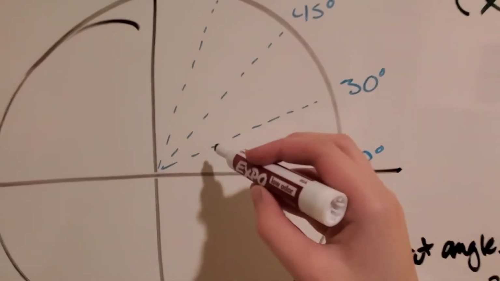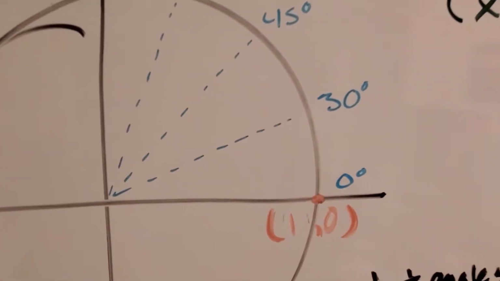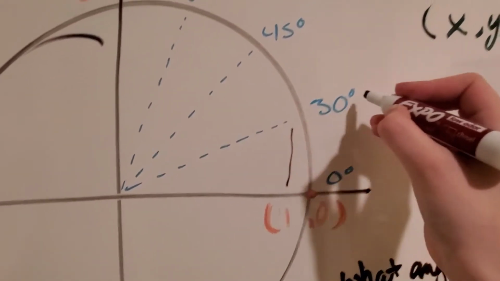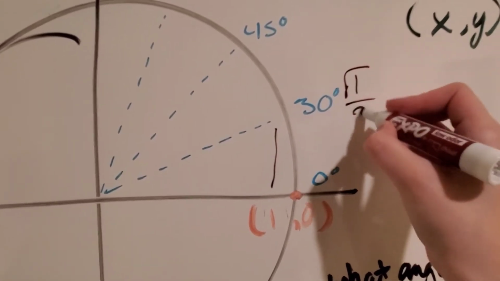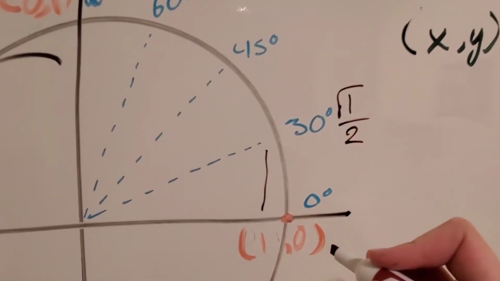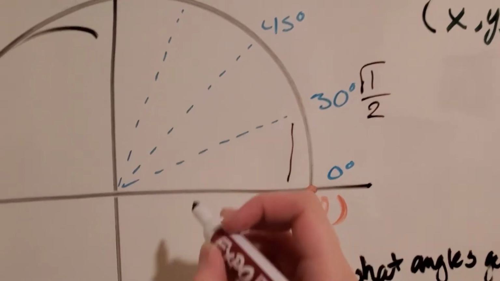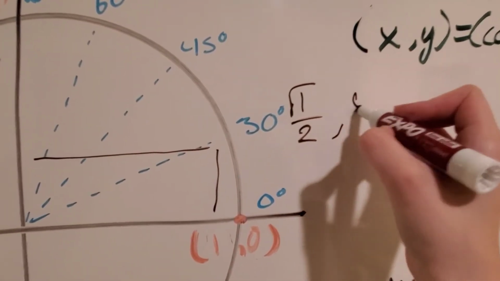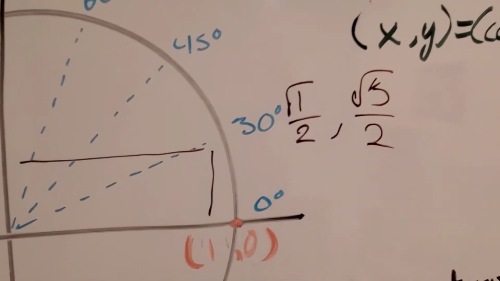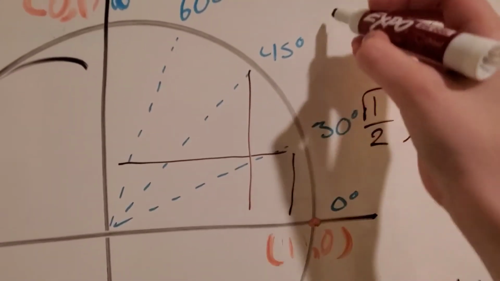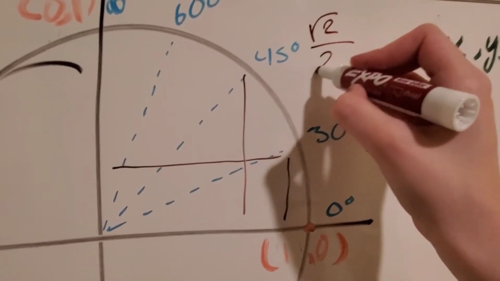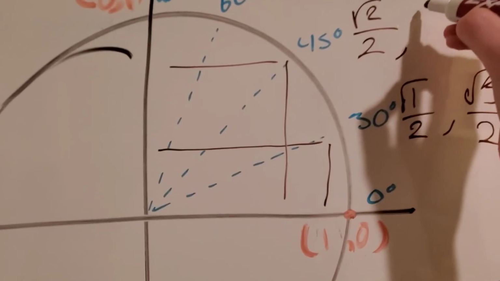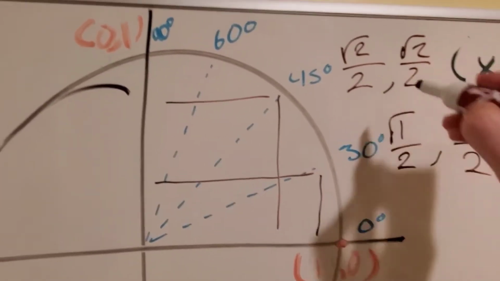Anyway, so say at 30 degrees, and this is something you kind of just memorize, but basically I go up and it ends up being the square root of 1 over 2 is the length that it goes up, and then it goes out such a length, and that ends up being the square root of 3 over 2. And then when I go to 45 degrees, it ends up being the square root of 2 over 2. And this isn't very square, but it should be a square. You also get the square root of 2 over 2.